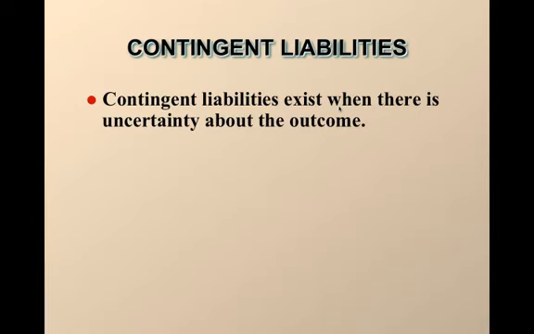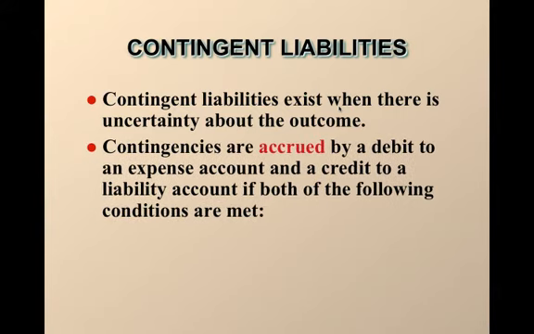So definitely determinable liabilities, we knew what the amount was, who we had to pay, and when we had to pay it. With estimated, we knew we had a liability for sure. We didn't know the amount for sure, and we didn't know necessarily when. However, with contingent it is even more gray. They exist when there is uncertainty about the outcome. So we don't know if you'll have to pay or not. It's contingent upon something else happening.